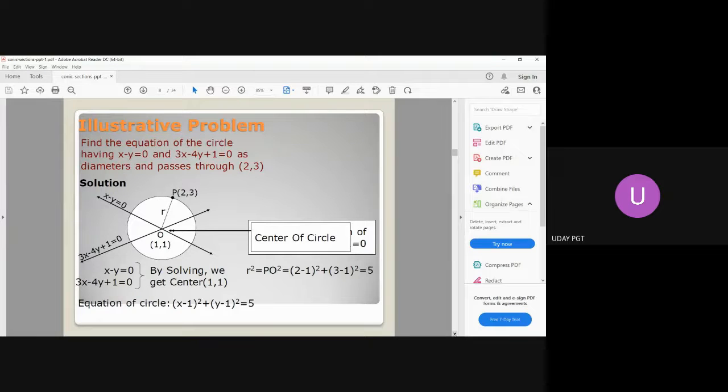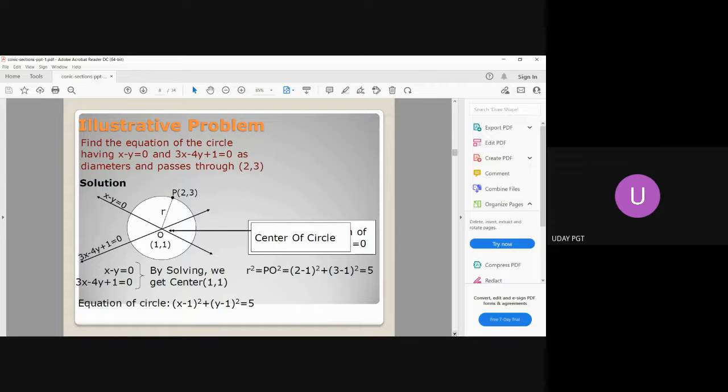So, find another model of the problem. I am going to take here: find the equation of the circle having x minus y equals 0 and 3x minus 4y plus 1 equals 0 as diameters and passes through the point (2, 3).